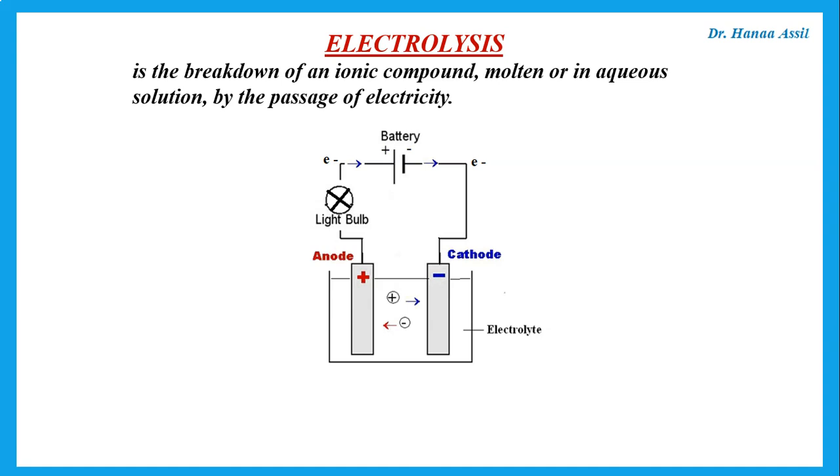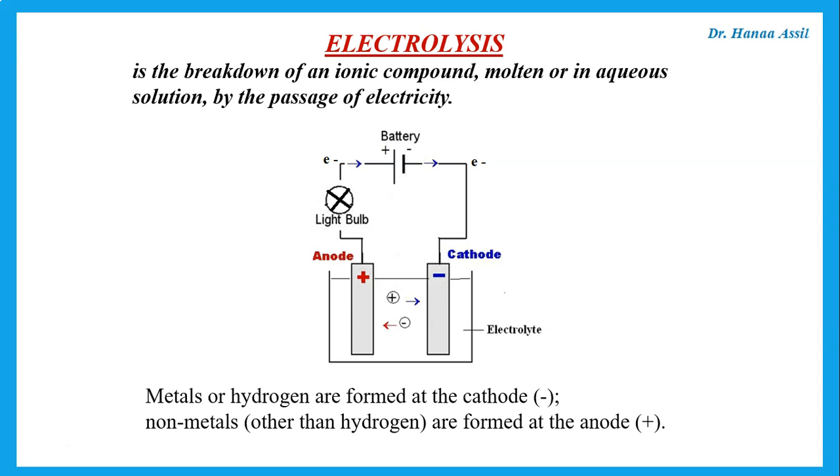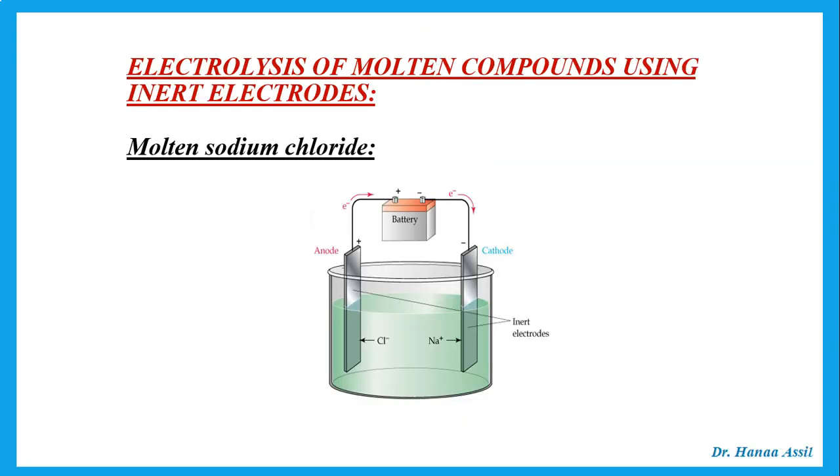On the other side, we have an electrode that is joined to the positive end of the battery, and we said the electrons in the wire are attracted to the positive end of the battery, and that means that electrode will have fewer electrons. It's positively charged. It attracts the negative ions, or the anions, so we call it the anode. Remember, the metals or hydrogen will go to the cathode because they make positive ions. And the non-metals, chloride, bromide, and so on, are usually negative ions, so they go to the positive electrode.